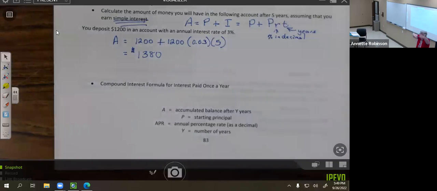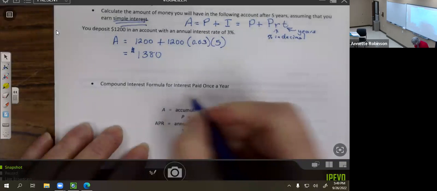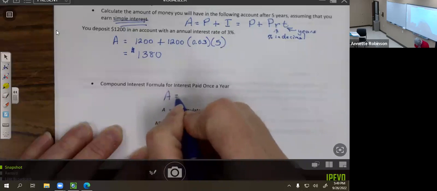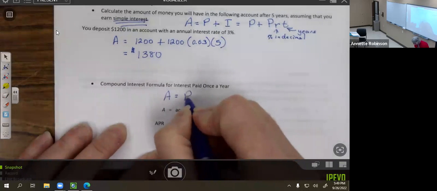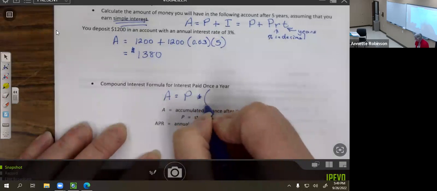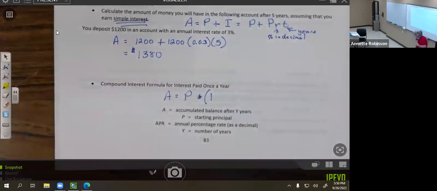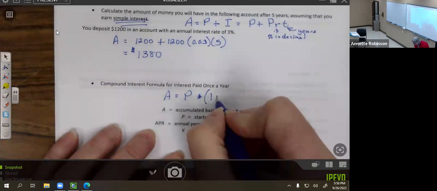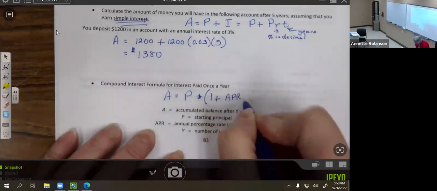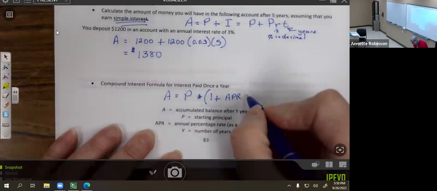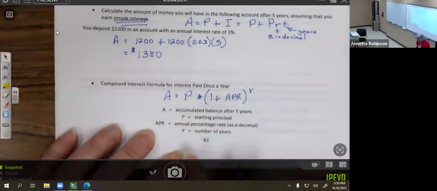They're thinking you compounded it on top of each other. This is where they got the word. The formula for that is the amount in the account, the accumulated amount, is your principal times, in parentheses, 1 plus APR. The 1 is because you got 100% of your principal back. Right underneath it, it tells you that APR is your annual percentage rate as a decimal. And then that is raised to the Y, which is the number of years.